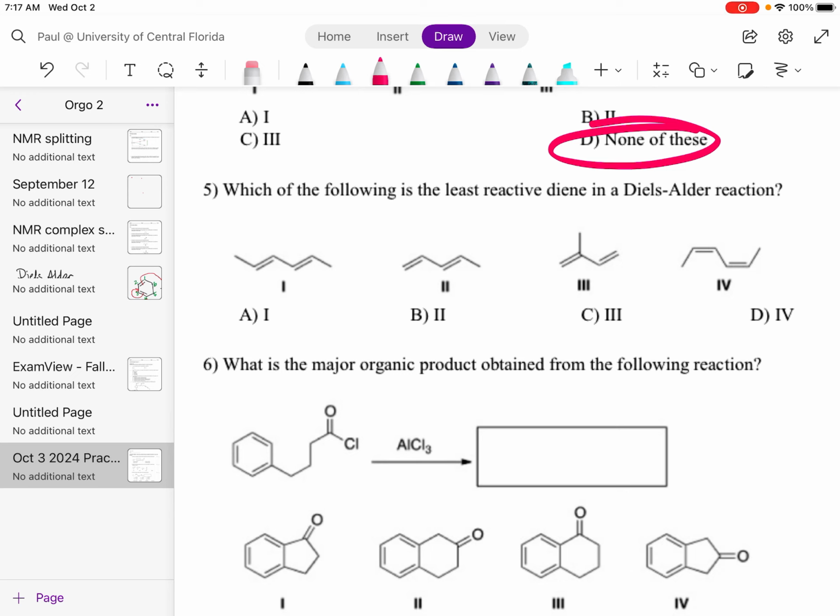Which is the least reactive in a Diels-Alder reaction? Now here, we have to take a look at how the dienes react in a Diels-Alder. Well, this is a S-trans conformation. That's also an S-trans. That's S-trans. And this is S-trans as well. So in order to really understand their reactivity, we have to take a look at them in their S-cis conformation.